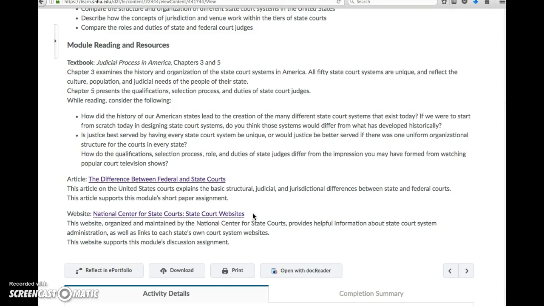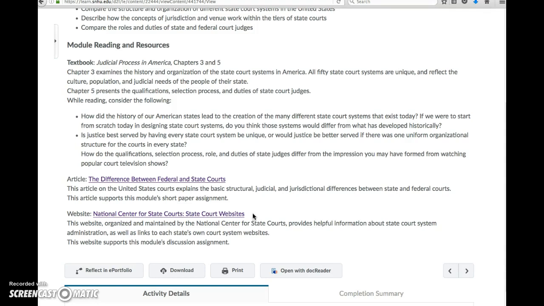Now, there's a couple key terms that you're going to run across in this week's discussion board assignment. First is the term venue, and second is the term jurisdiction. Now, jurisdiction is the inherent power of a court to hear and decide a case.